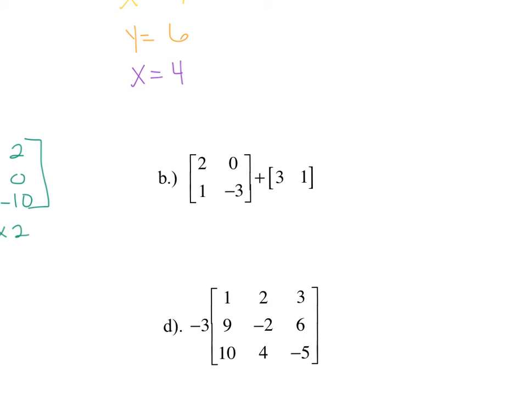Part B, maybe you can see it right away, but this is what we call a 2 by 2 matrix, and this is 1 by 2, so this is 2 by 2, and this is 1 by 2, and they are not the same dimensions, so this one is not possible. So, not possible. And usually we ask you to write why it's not possible, and you can say dimensions are not equal.